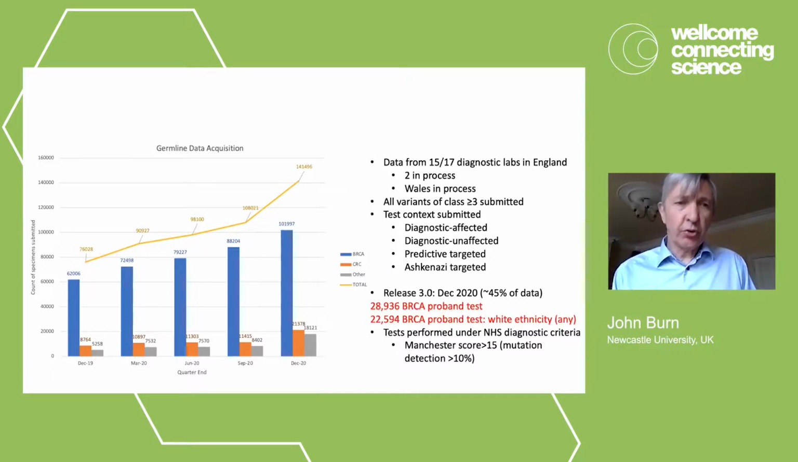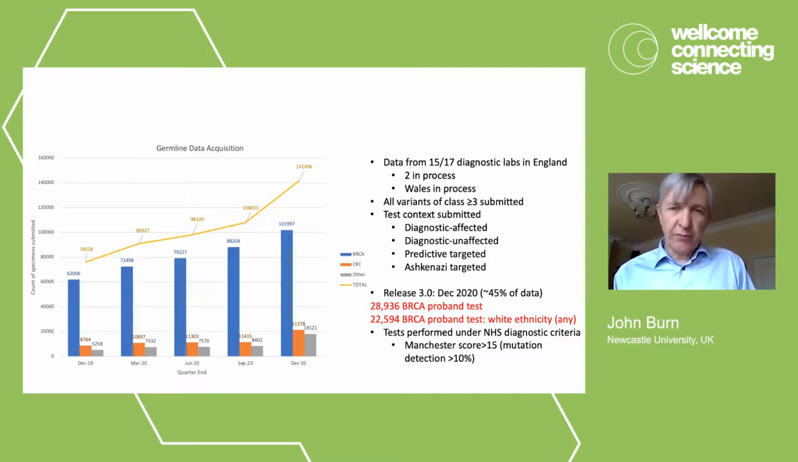This is the total data acquisition that we've managed to connect together from the genomic laboratories and the Cancer Registration Service. And you can see that the blue columns, which are the breast cancer genes, have been the primary focus of interest here, with in December 2020 having reached over 100,000 investigations. This is a relatively small number compared to some of the diagnostic labs in the States.